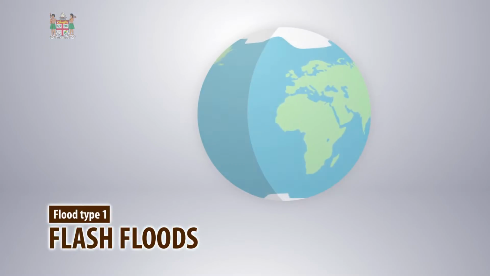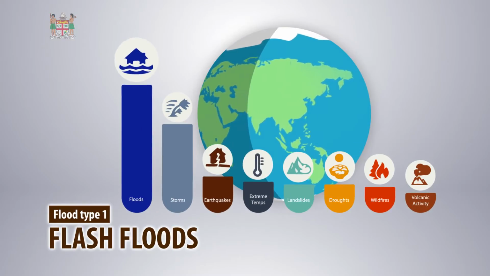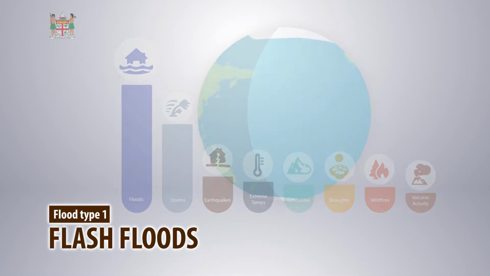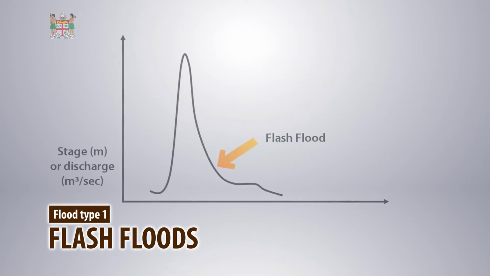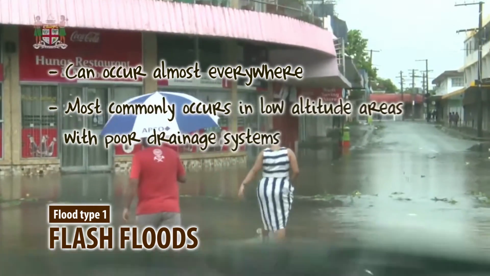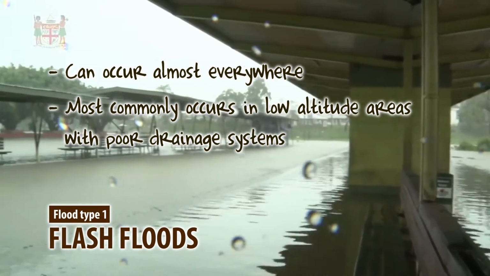Flash floods are a very significant hazard worldwide, causing the highest number of deaths per number of people affected. Flash floods usually develop in small catchments, characterized by a steep slope or impervious surface, as shown in this graph. Flash floods can occur almost everywhere, but most commonly in low-altitude areas with poor drainage systems.